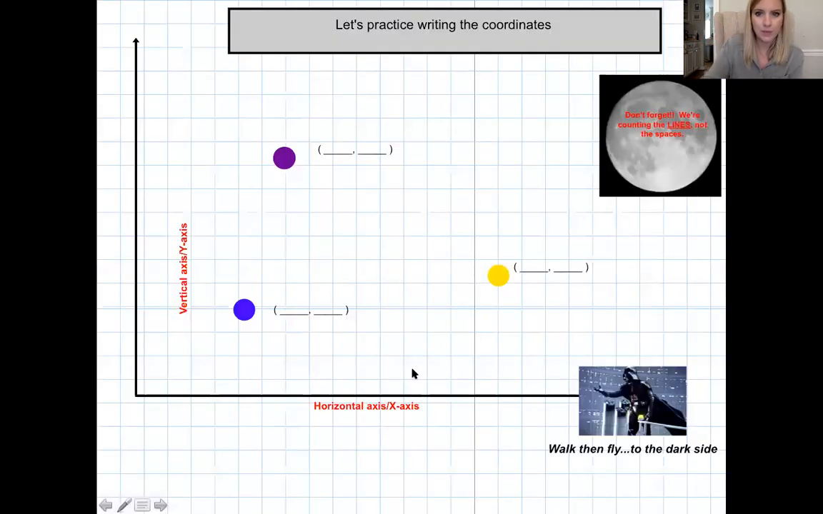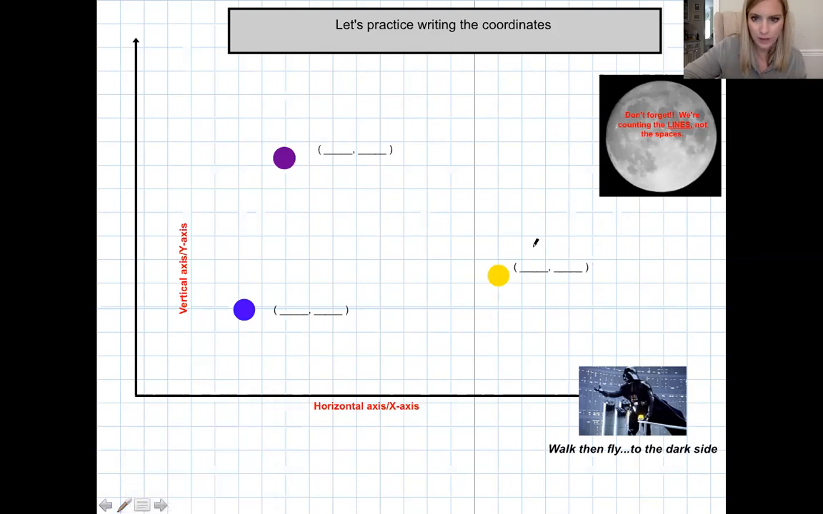Okay? All right, so let's practice writing the coordinates. I have my perpendicular set of lines here, and I have to start at the origin. So I have this black line here that's intersecting this blue line here. So we'll start at our origin. Let's find the yellow coordinate first. We have to walk before we can fly. So 1 over, 1 up. So our ordered pair here would be 1, 1.